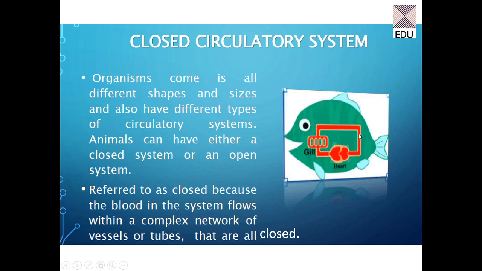After the organs use the oxygen of this blood, it again becomes deoxygenated. So it is coming back into the heart. The heart has the deoxygenated blood and it is pumping it into the gills. As you can well see in this particular diagram, there is no place where the blood is out of these vessels. So that is a closed type of circulatory system.